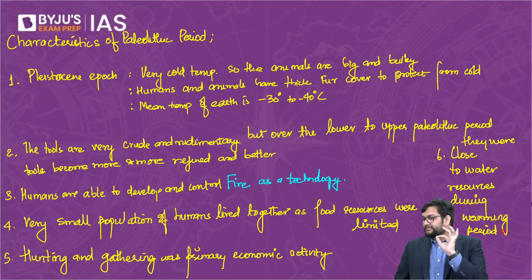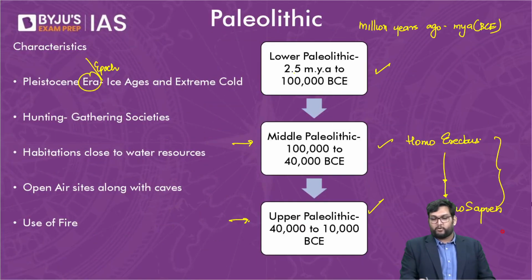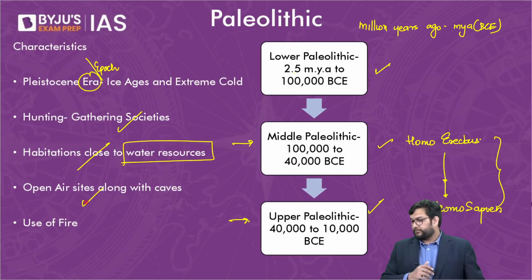These are the 6 characteristics. The 6th I have to substantiate to you. These are the 6 characteristics which mark the Paleolithic period, which you can see here also: hunting, gathering, habitation near water resources. This is what I have to tell you. Open air sites and use of fire.